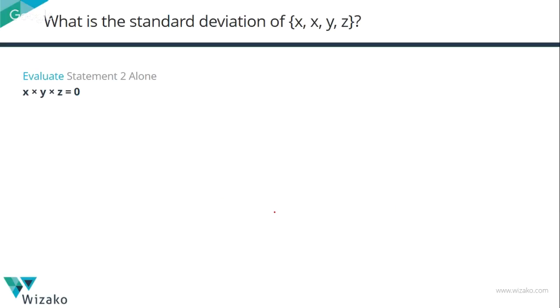Statement 2 says the product of these three numbers is 0. It could very well be x, y, z, all three numbers being 0, in which case the standard deviation will be 0. So the product of the three numbers is 0, standard deviation is 0. It could very well be 10, 100 and 0. The product will still be 0. Standard deviation is not equal to 0. I don't even know what the standard deviation is, but we know it's not equal to 0.